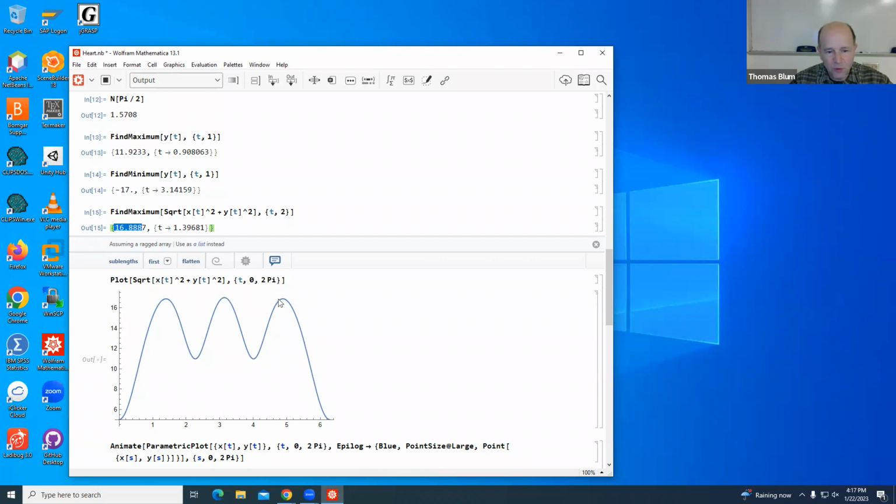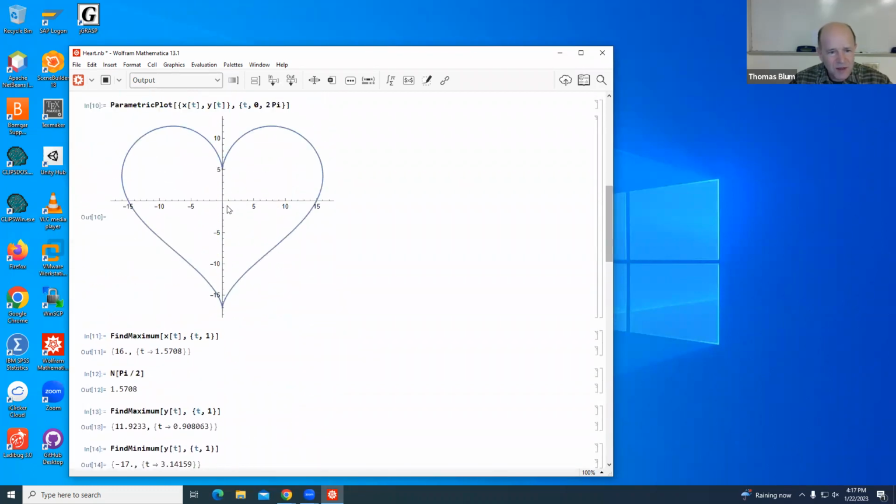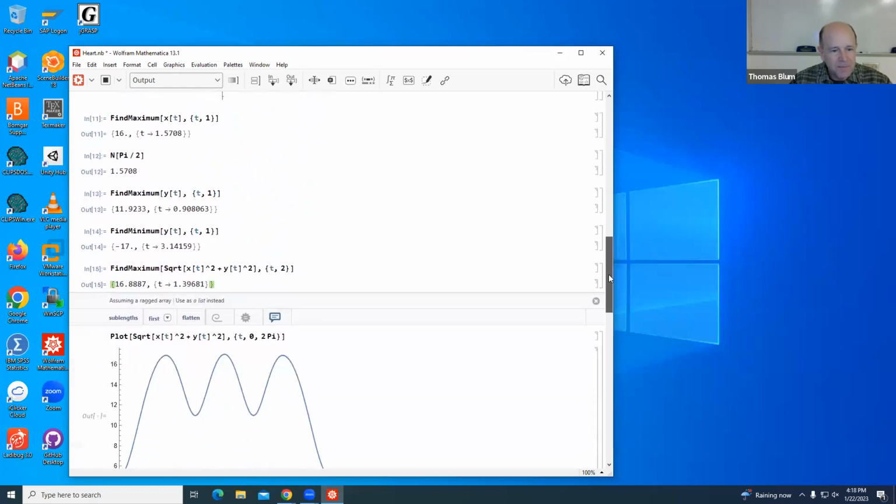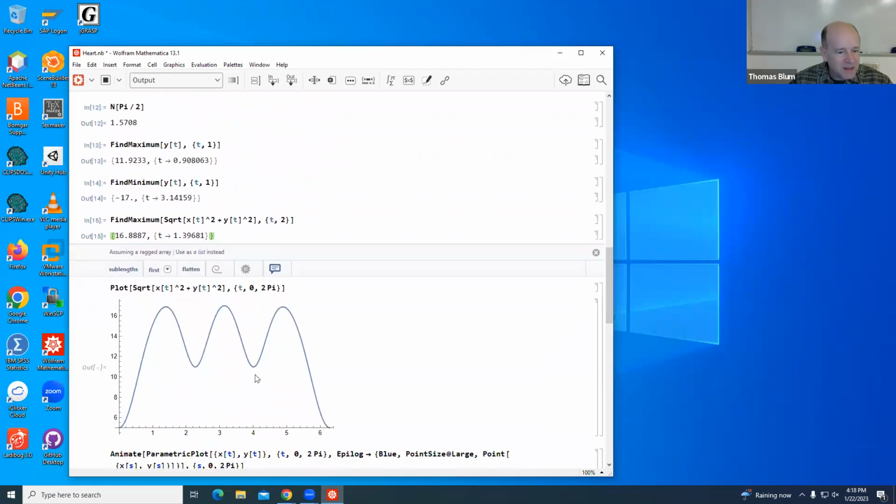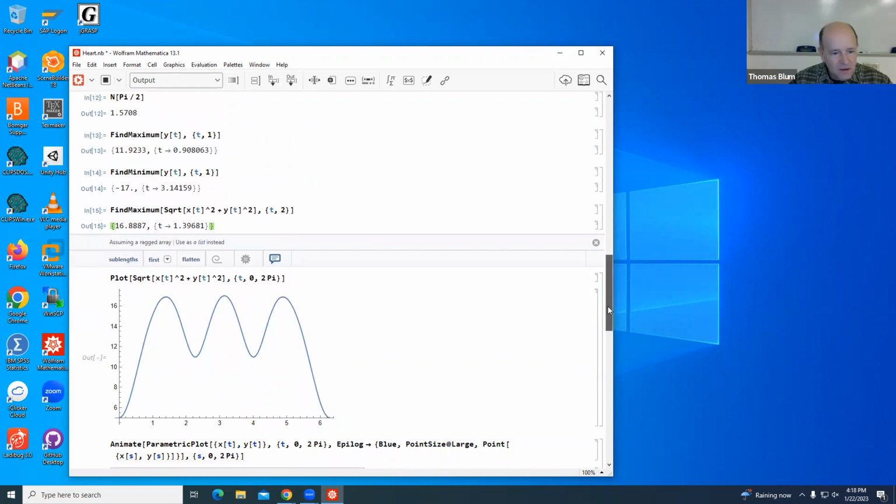And then there are these other 2 points, this guy and the other guy on the other side, that are almost 17 away. So that's some point in here, a maximum that's almost 17 away, 16.88 away. This is 17 away. So that just gives you an idea of the expanse of this equation.